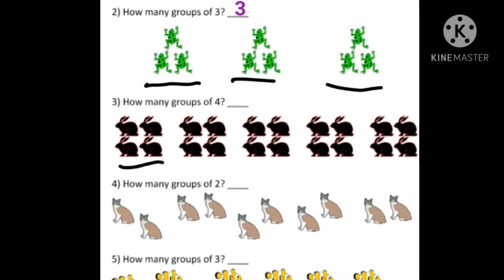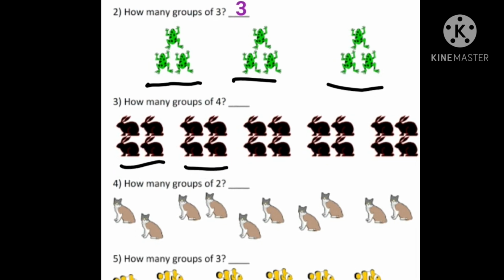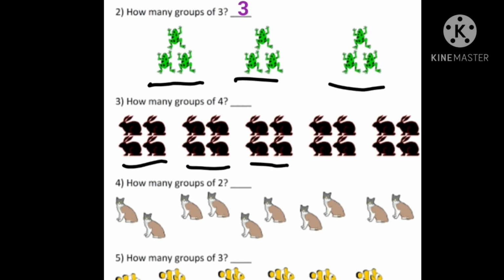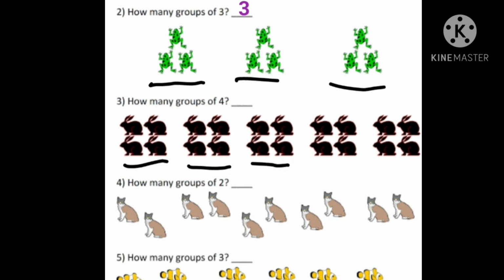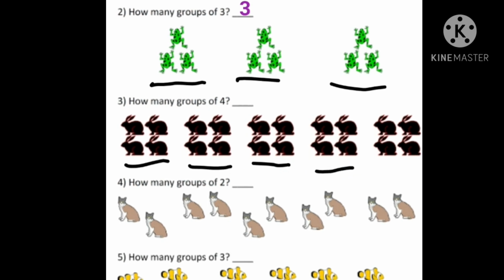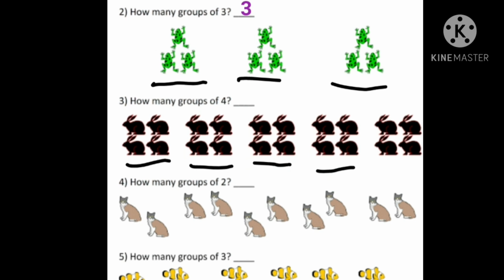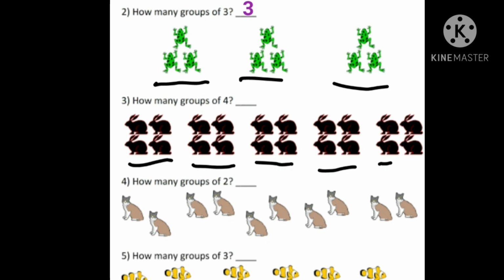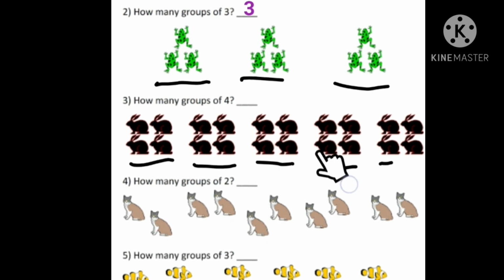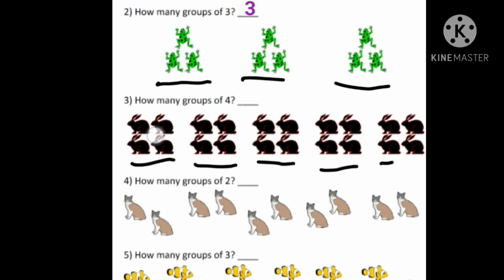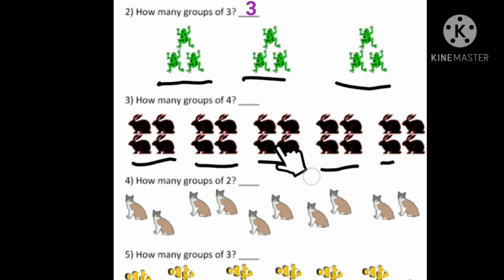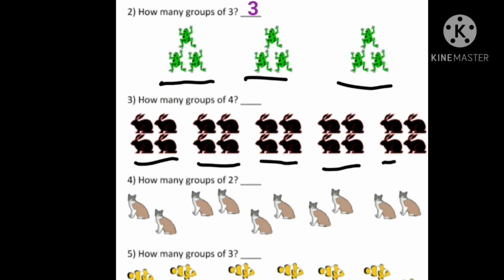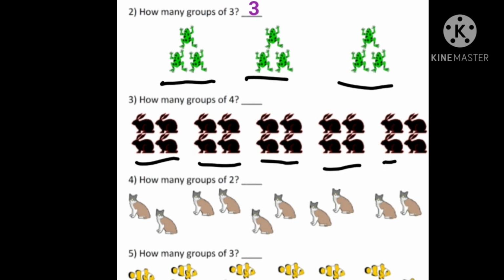Here is the first group. Second group. It also contains 4 rabbits, and this is the third group. It contains 4 rabbits, and this is the fourth group. It also contains 4 rabbits, and this is the fifth group. Okay, it also contains 4 rabbits. So here we have 1, 2, 3, 4 and 5. 5 groups. Okay, so let's write 5 here.